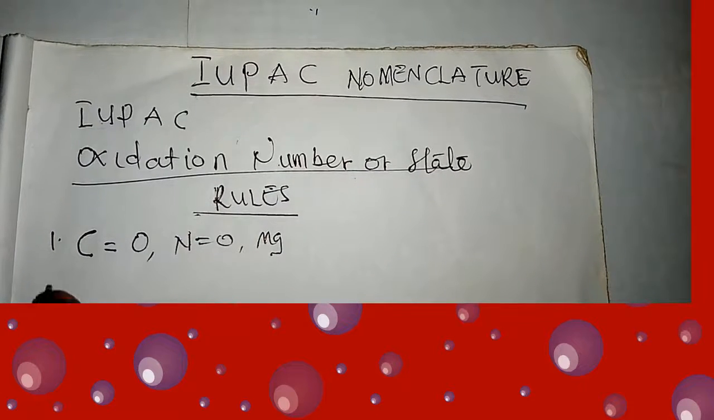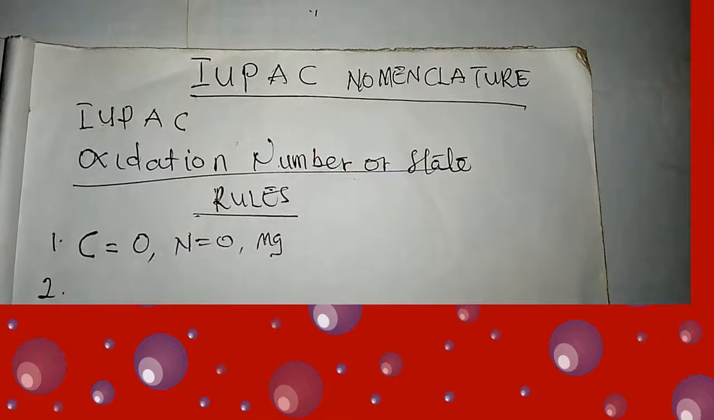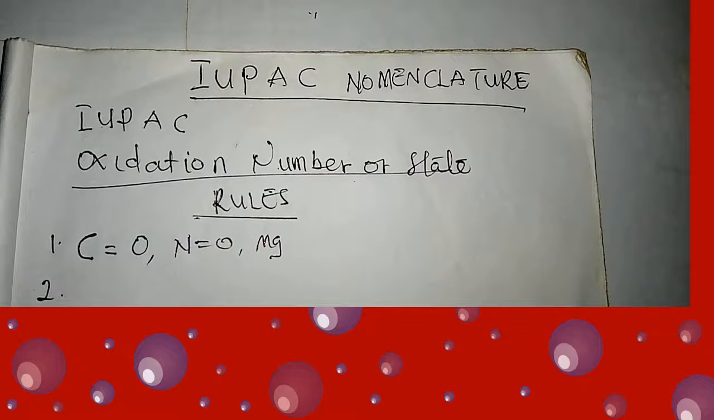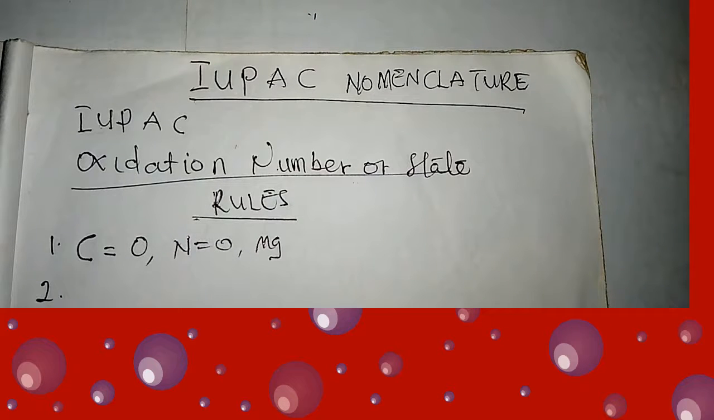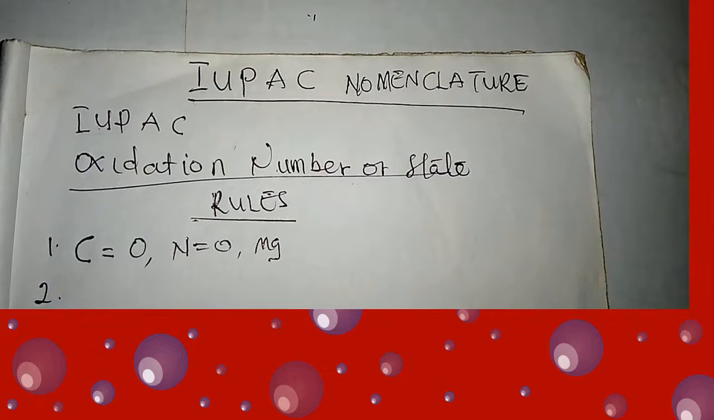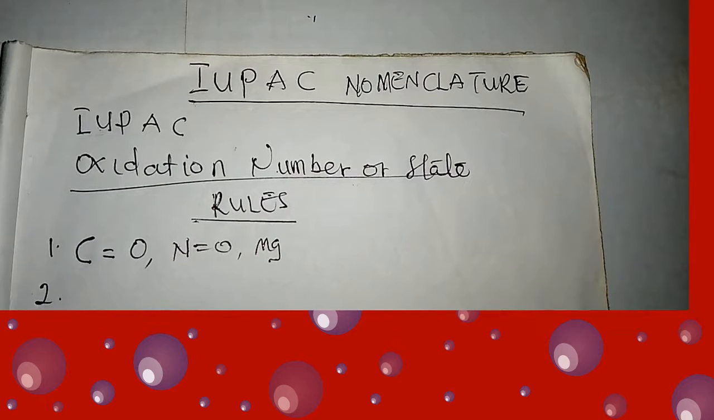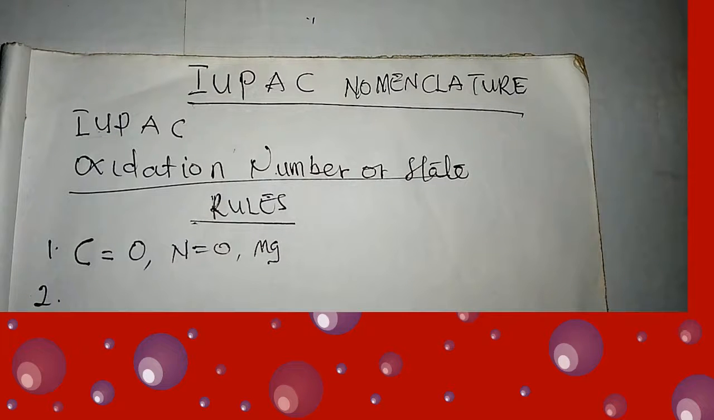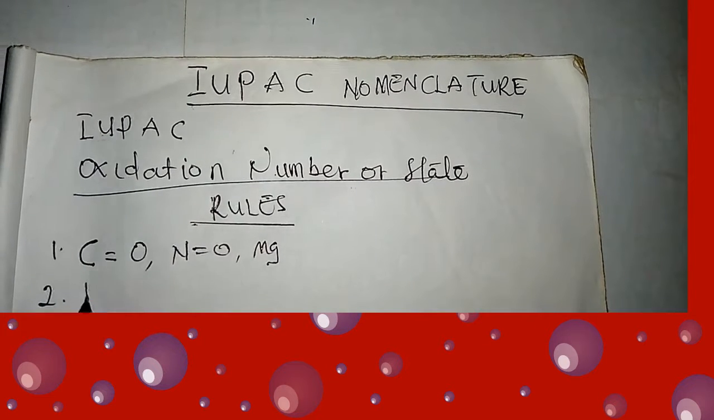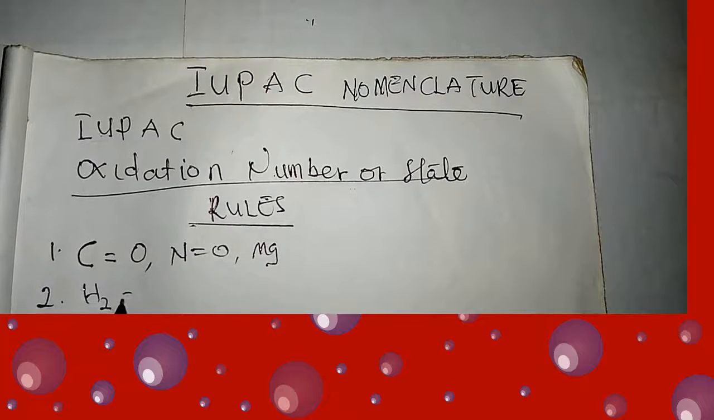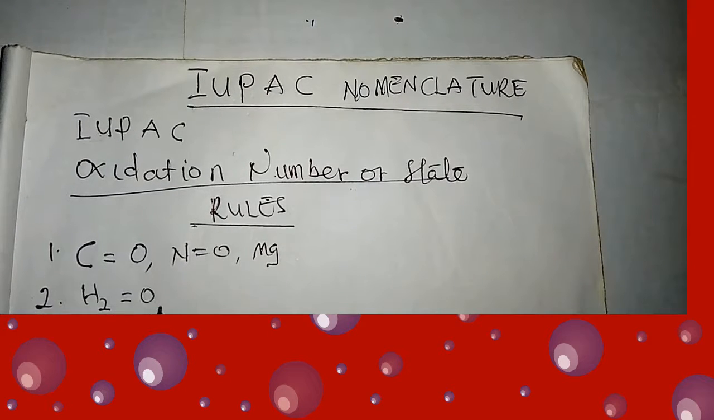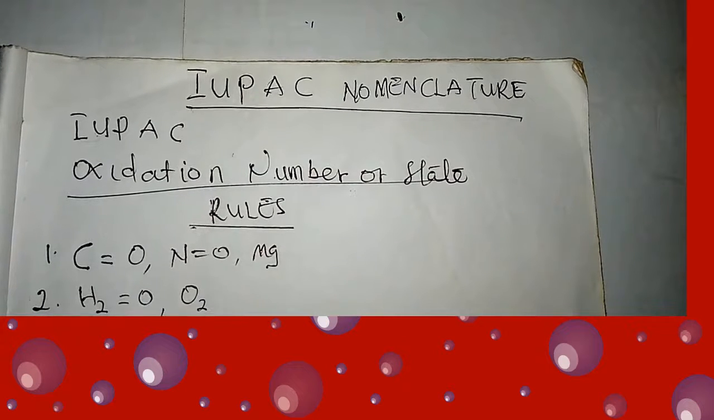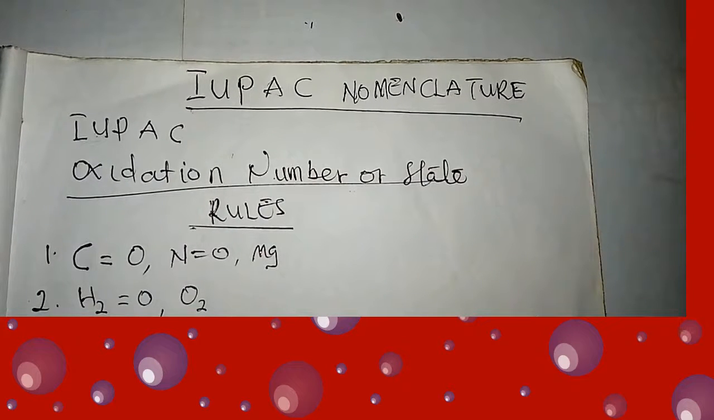So let's move on to the second rule. The second rule says that the oxidation state of an element in its combined molecular or atomic form is 0. So whenever you are dealing with molecules, or elements which are combined in their atomic form, their oxidation state is also equal to 0. If I have something like a hydrogen molecule, its oxidation state is equal to 0. When you have oxygen, its oxidation state is equal to 0.